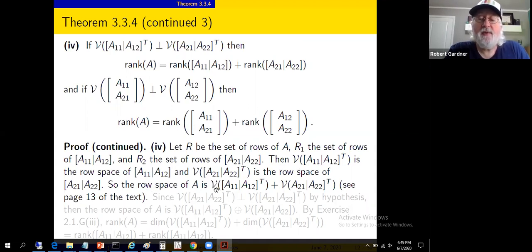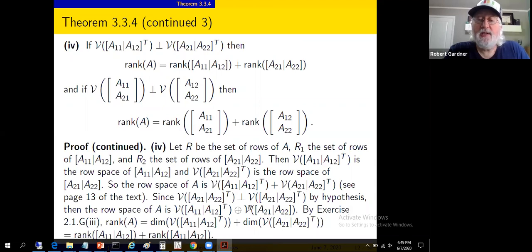So the row space of A then would consist of all linear combinations of rows from the first half plus rows from the second half. It's the span of the rows. Since we've got this orthogonality, which we were given by hypothesis, when you take a sum and you've got the orthogonalities, that's when we get the direct sum behavior. So then we'd have this direct sum type behavior in terms of first vector space plus second vector space.